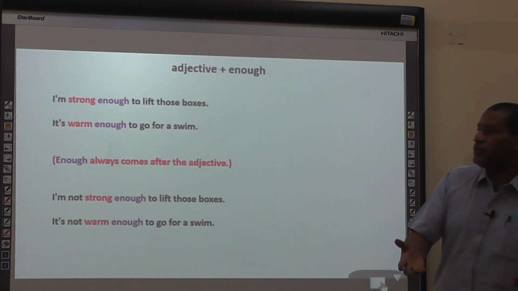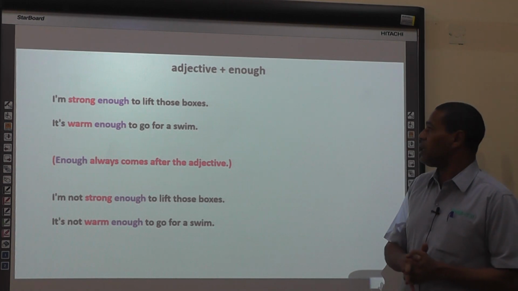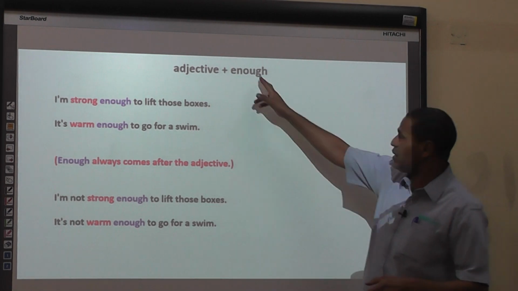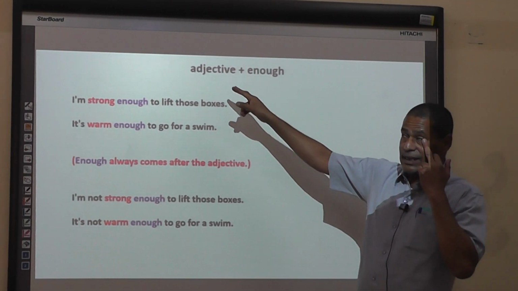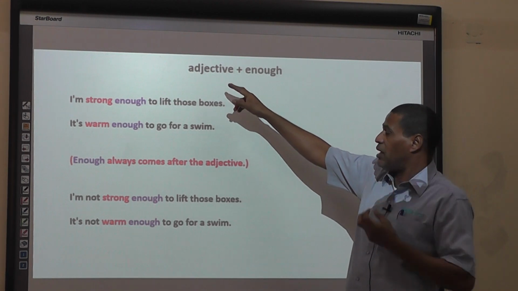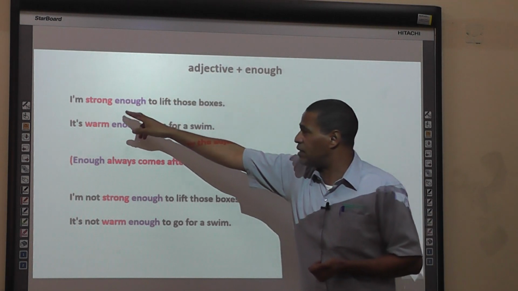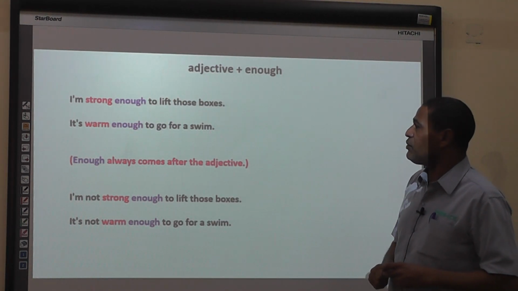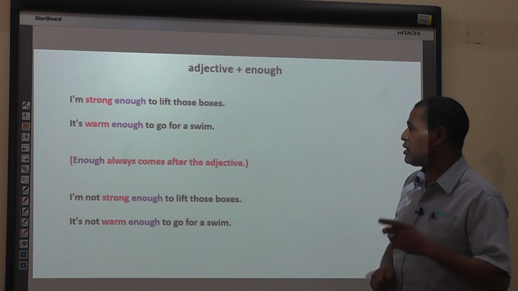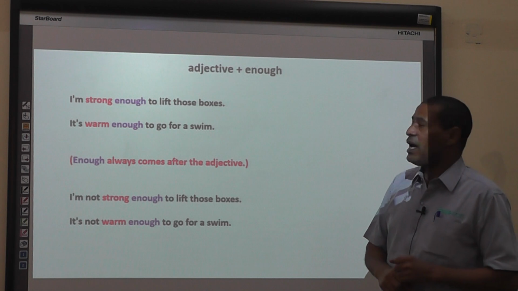The second word we said we are going to talk about to make evaluation is "enough". And we can use enough with adjectives also, and it comes after the adjective. As you can see here from the examples, I'm strong enough to lift those boxes. It is warm enough to go for a swim.